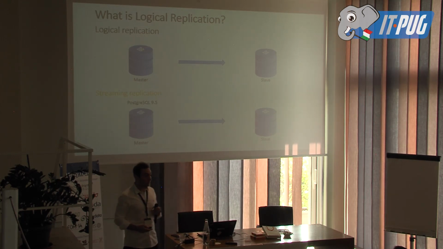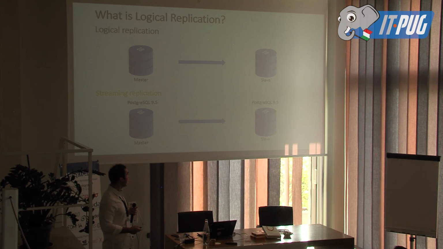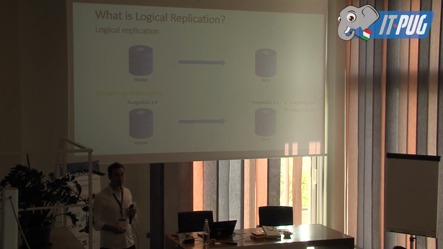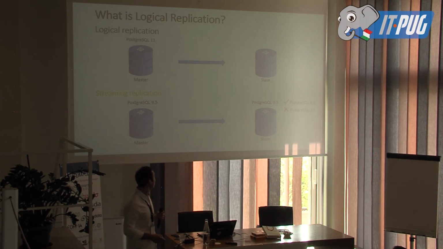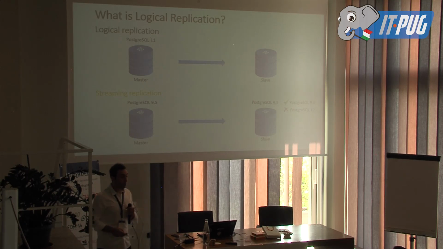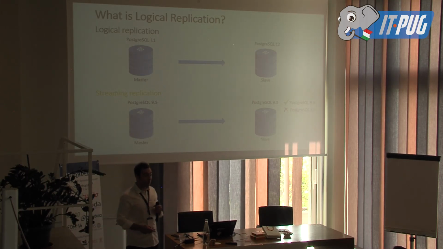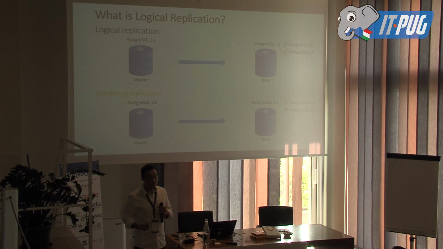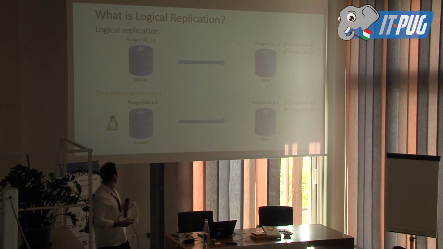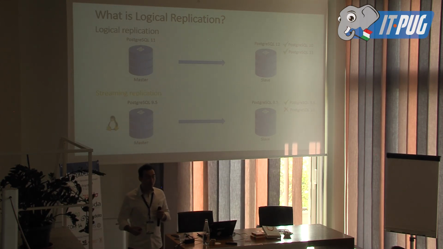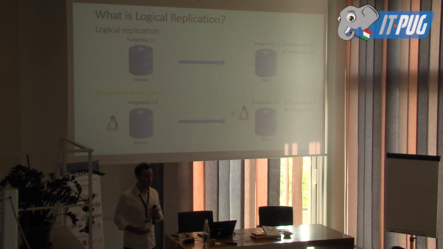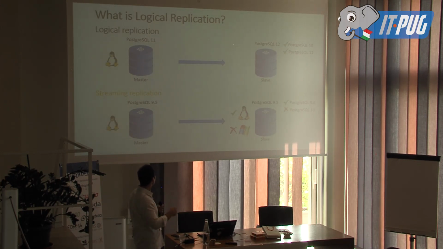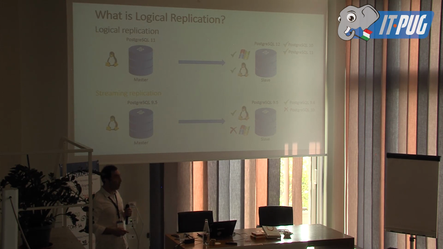In streaming replication, if you are using Postgres 9.5, you have to use the same major version, okay? Minor version is okay, but different major versions are not okay. You can't use it. In logical replication, if you are using Postgres 11, you can use Postgres 12 when it comes out, or Postgres 10, or Postgres 11. In streaming replication, if you are using Linux on the master, you have to use Linux on the slave. You can't use Windows. In logical replication, if you use Linux, you can use both, okay?